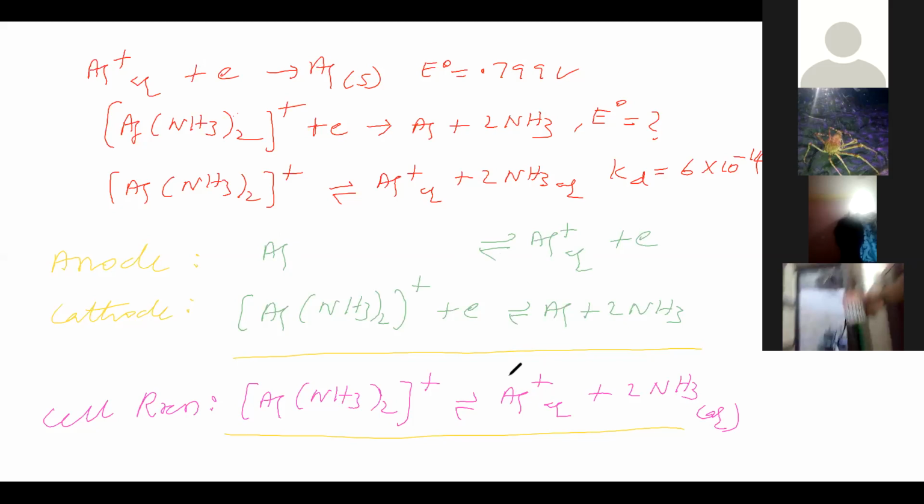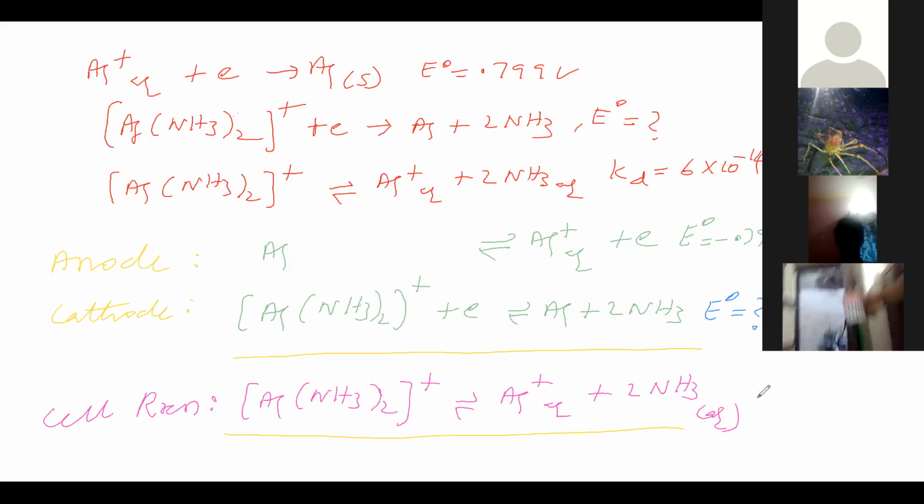Now we have written the anodic half reaction and the cathodic half reaction. Now we will write the respective E naught values. For this, E naught is minus 0.799 volt. Here the given value is positive, but we have written a negative value. How is it correct? Here plus 0.799 volt is given, but we have written minus 0.799 volt. Why? Because it is an anodic half reaction, whereas the given one is a cathodic half reaction. Then we have to find E naught for the other. Okay, you are correct. Now it is the cell reaction.